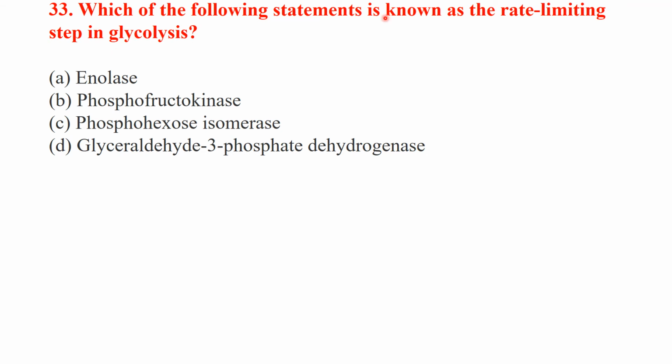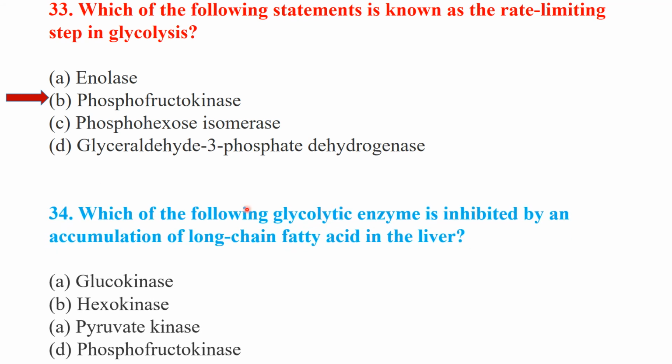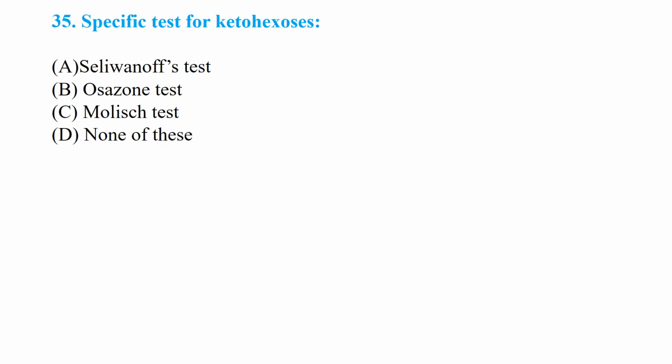Which of the following is known as the rate limiting step in glycolysis? It is phosphofructokinase. Which of the following glycolytic enzymes is inhibited by an accumulation of long chain fatty acids in the liver? It is glucokinase. Specific test for ketohexose, best answer is Seliwanoff's test.